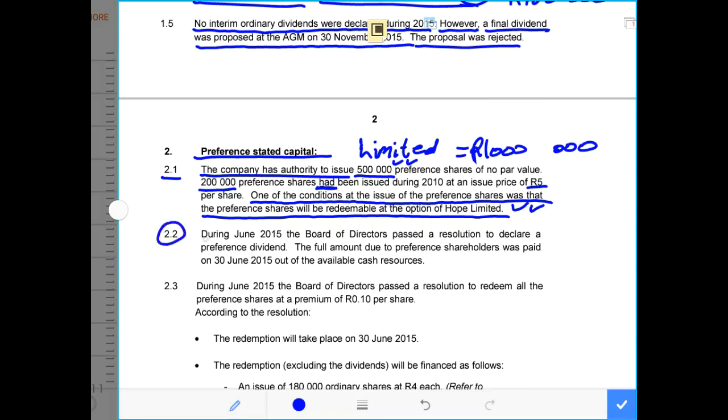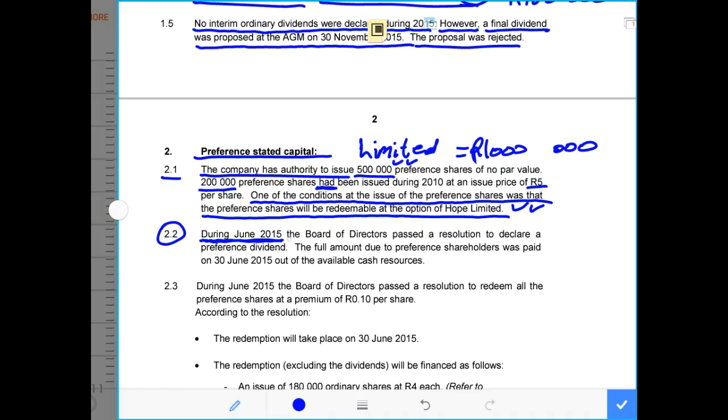2.2 says to us that during June 2015, take note of the date and the time frame. The date becomes very crucial and very critical when it comes to the topic of preference shares. In fact, in accounting, dates become very important because everything can be messed up because of the dates. It says during June 2015, remember the accounting period ends in December. So this is 6 months before the end of the accounting period.